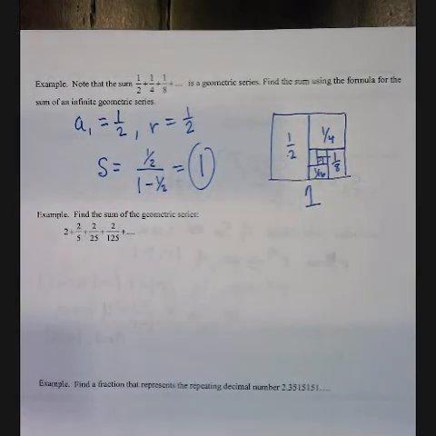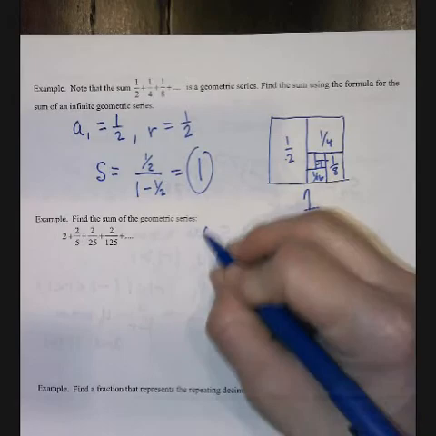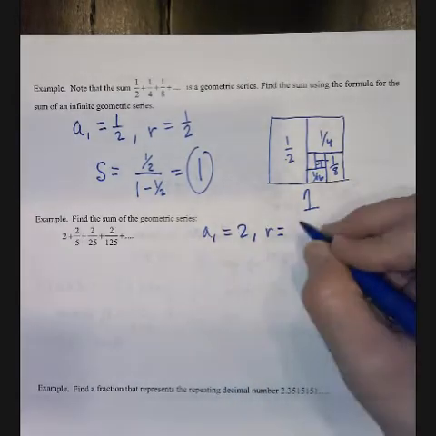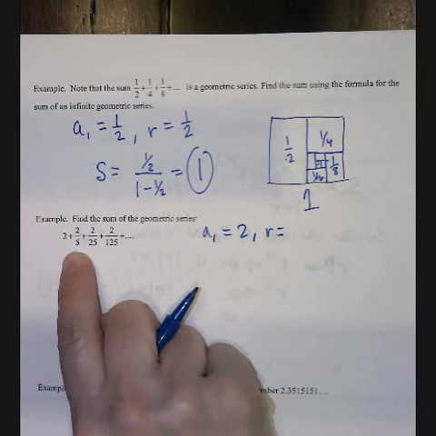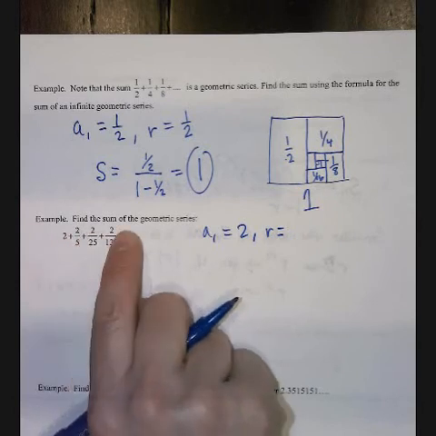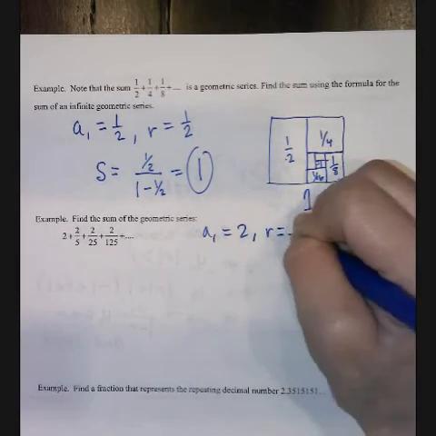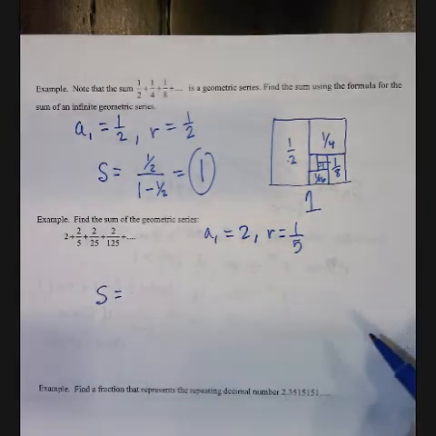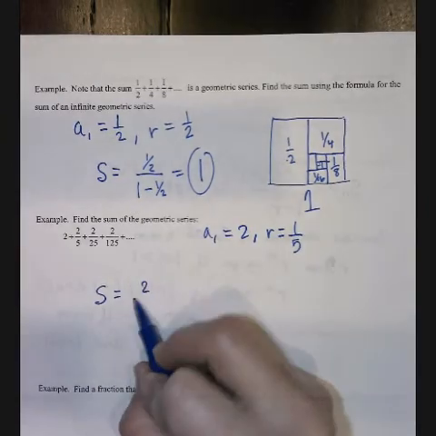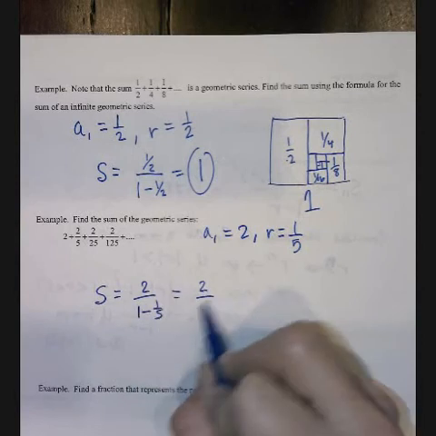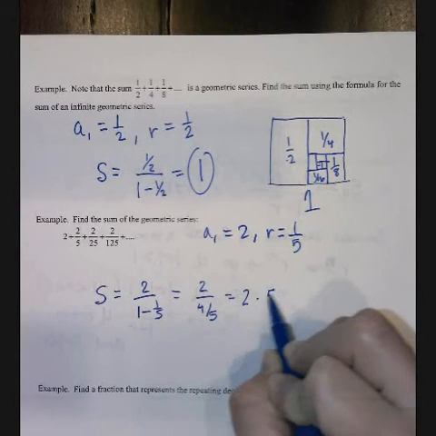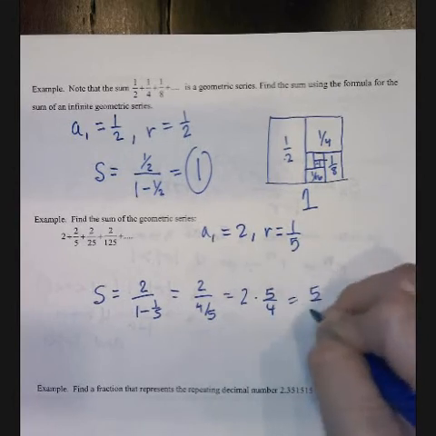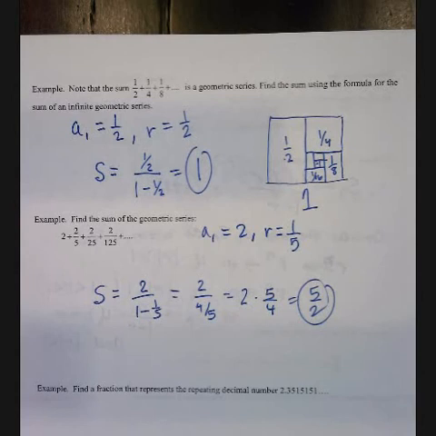All right, the next problem, again, we have a geometric series. a sub 1 is 2. r is 1/5, I'm sorry. Notice how the numerator stays constant. It's just the denominator, we're getting multiples of 5. So r is 1/5, therefore S is 2 over 1 minus 1/5, 2 over 4/5, or 2 times 5/4, which is 5/2. That's it. Pretty simple formula.